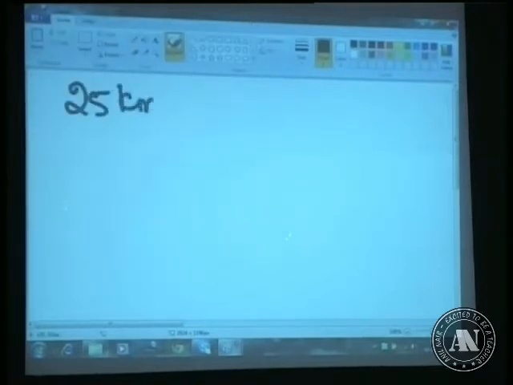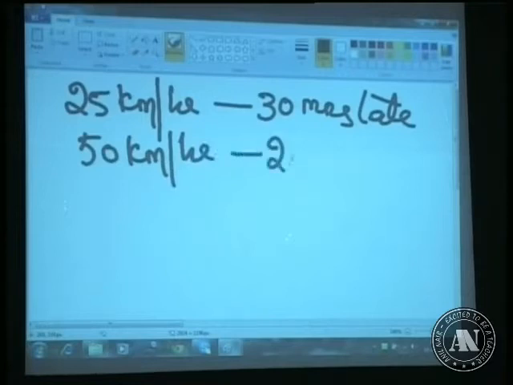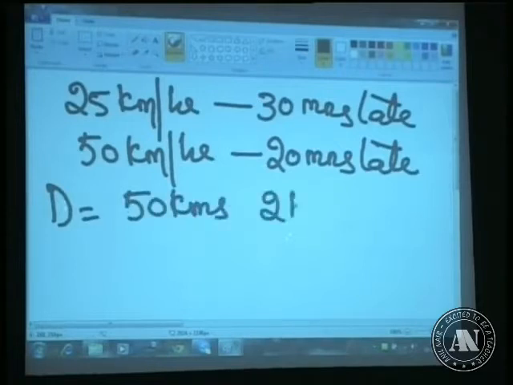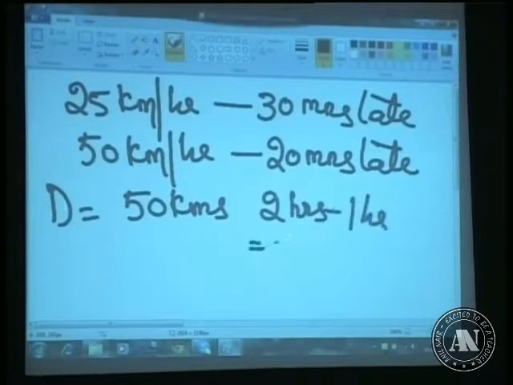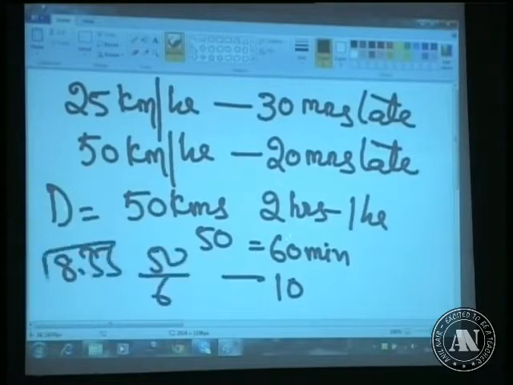25 kilometers per hour, 30 minutes late, 50 kilometers per hour, 20 minutes late, find the distance. See here, LCM of 25 and 50, it will be 50, first day 2 hours, second day 1 hour. Difference is 1 hour. 1 hour is 60. Now the difference, will it be 50 or 10? 10. So, 60 is giving me, 10 will give me 50 by 6. 50 by 6 is 8.33 approximately.